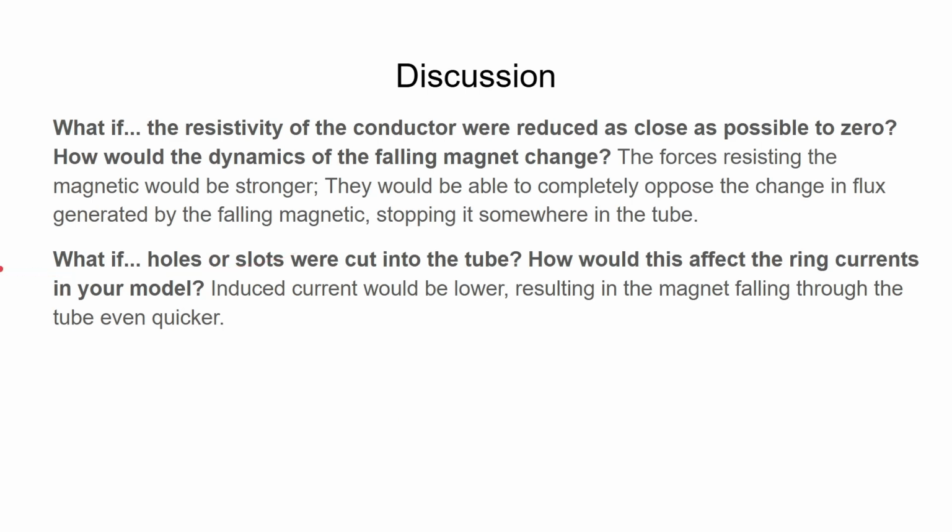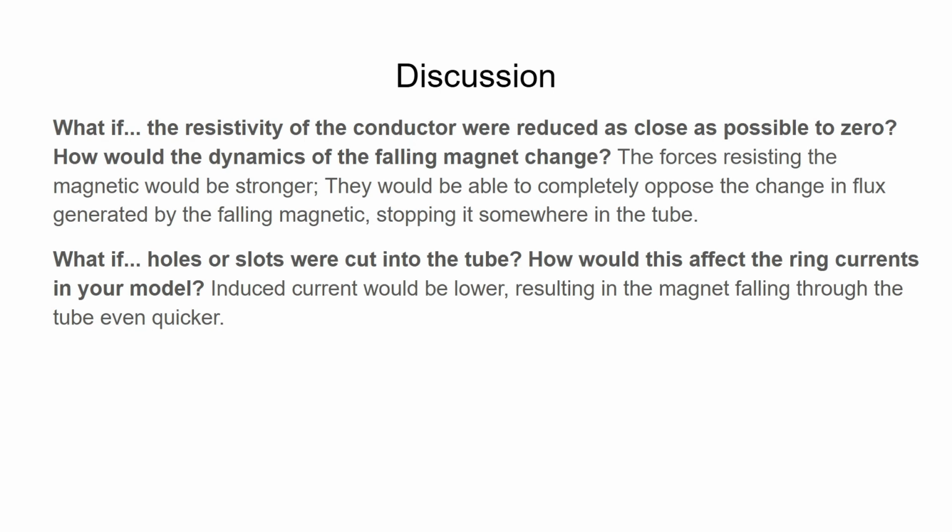Our discussion. What if the resistivity of the conductor were reduced as close as possible to 0? How would the dynamics of the falling magnet change? The forces resisting the magnet would be stronger. They would be able to completely oppose the change in flux generated by the falling magnet, stopping it somewhere in the tube.